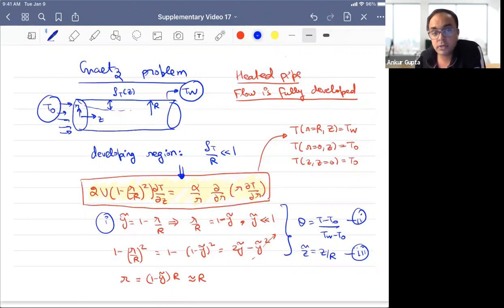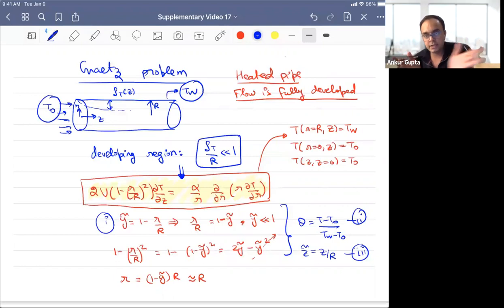When we assume that, we were able to basically get these equations which are written here. We also assume that we are solving the problem currently in the developing region, which means that delta T, which is the boundary layer thickness for the thermal portion, or delta T by R, is much, much smaller than 1. So if we allow that, what we get essentially is that the convection in the Z direction, U del T by del Z, the left hand side term, is being balanced by the conduction in the R direction.